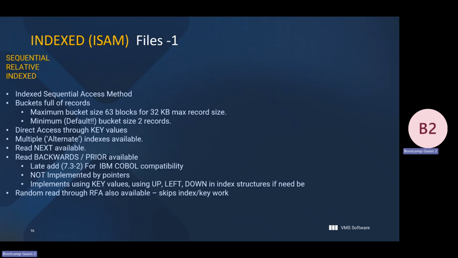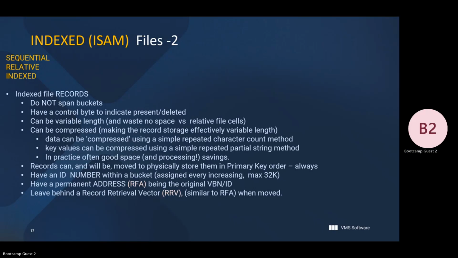Direct access through key values, yes. Multiple indexes available, read next, read backwards. The records, that was the bucket in the index file that holds the records. And then index file records, they do not span those buckets. They fit entirely in a bucket.